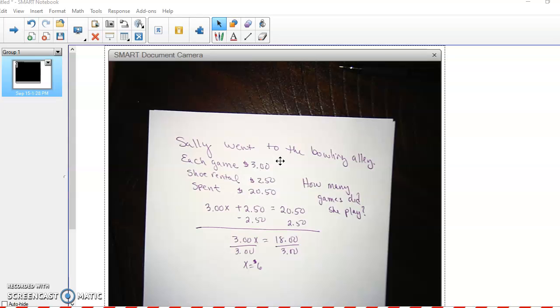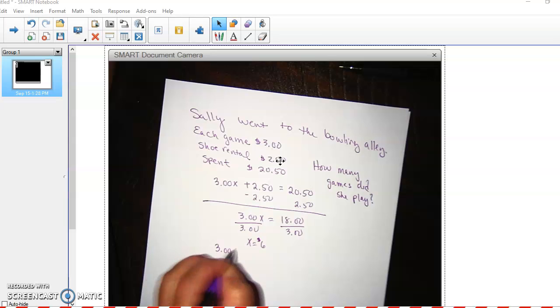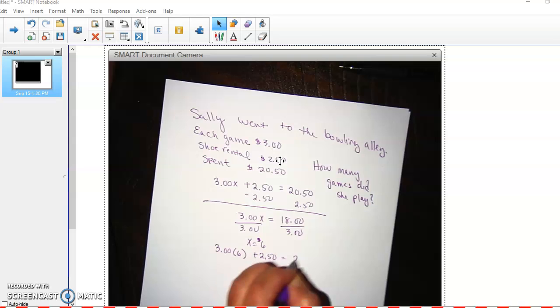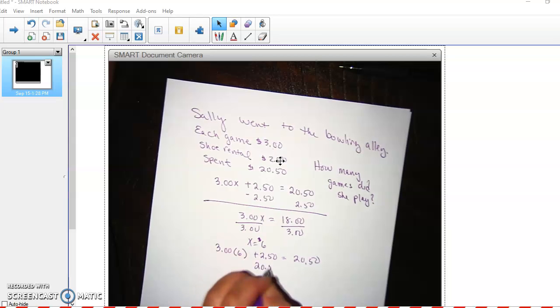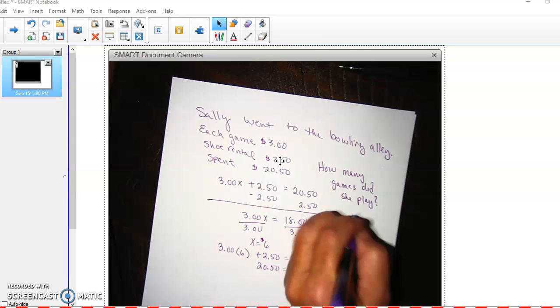That's pretty steep, huh? But let's check it. So if we take 3 times 6 plus $2.50, it's supposed to equal $20.50. Let's just put it in the calculator. 3 times 6 plus 2.50, it balances. So we know the answer is 6 games.